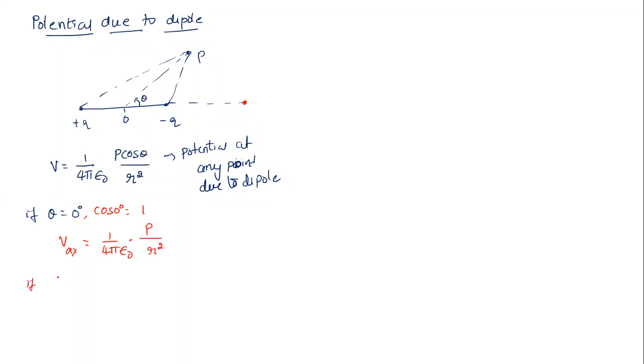If theta is equal to 90 degree, the point will be somewhere here on this line. So what will be the value of cos 90 degree? 0. So potential becomes 0. One thing I want to tell you here: the potential on the equatorial line is always zero. That is a zero potential point or equipotential point due to a dipole. That you need to remember. This is regarding potential due to a dipole.